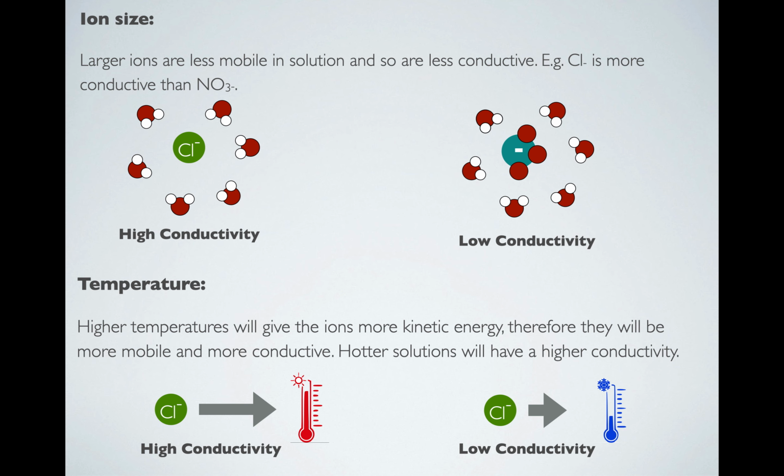The temperature also affects it. High temperatures will give more kinetic energy. Therefore, with more kinetic energy, the ions will be more mobile and more conductive. Hotter solutions will have higher conductivity than lower temperature solutions.